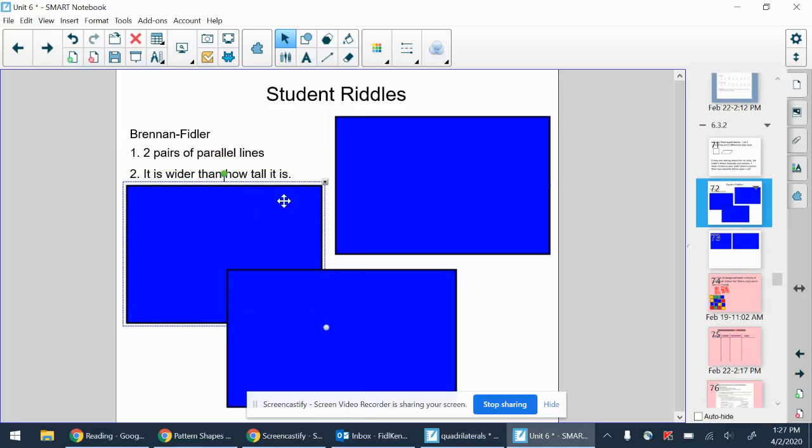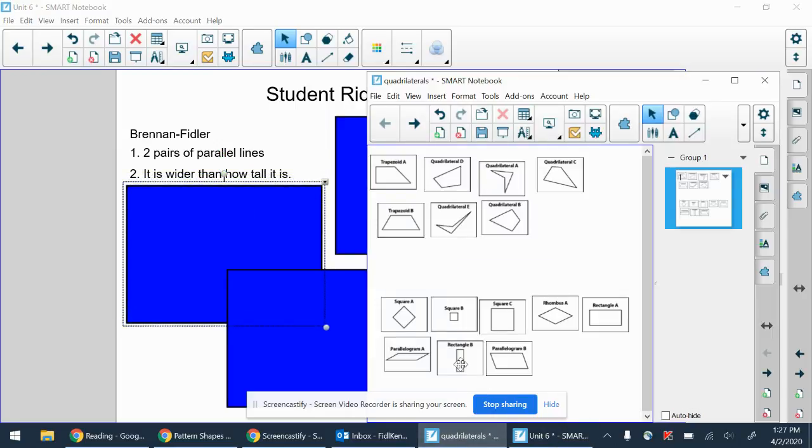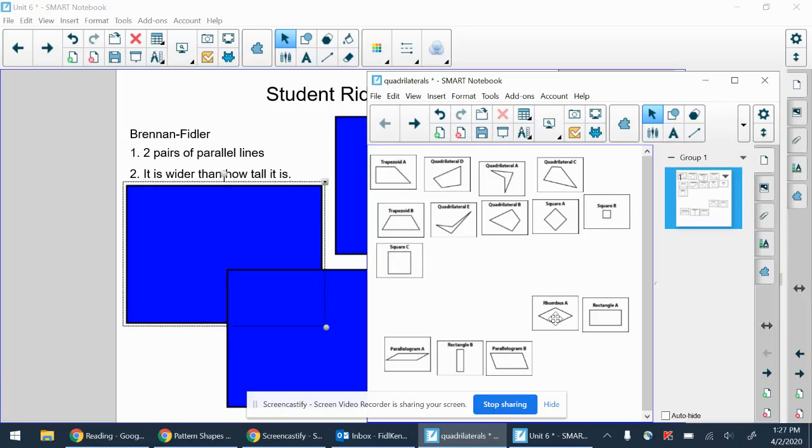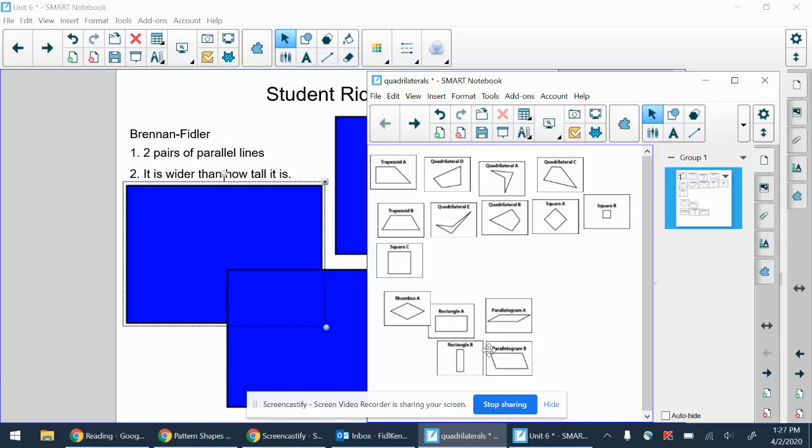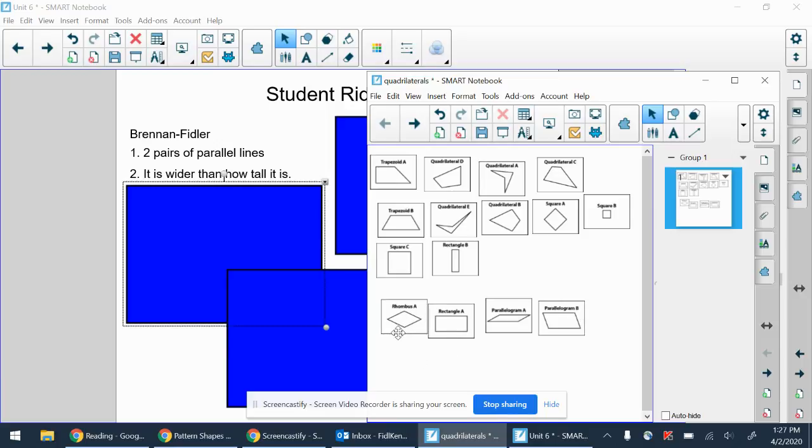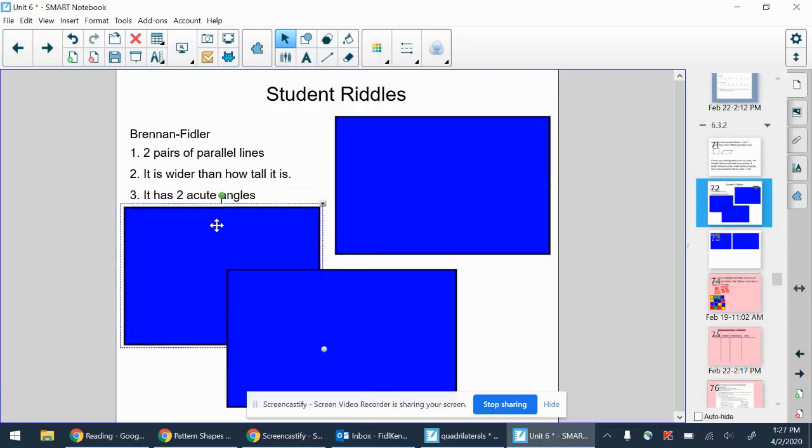It's wider than how tall it is. So let's see, this square, nope, I don't think it's any of the squares because their height and their width are exactly the same. Okay, this one's wider than it is tall. This one's wider. This one's wider. Oh, this one's taller, so not that one. And this one. Okay, so I'm down to the rhombus, 1 of the rectangles, and 2 of the parallelograms. All right, let's see what we got next.